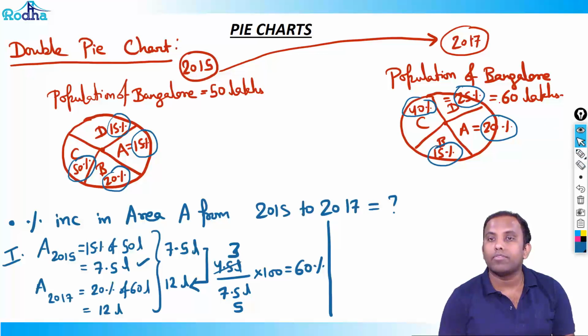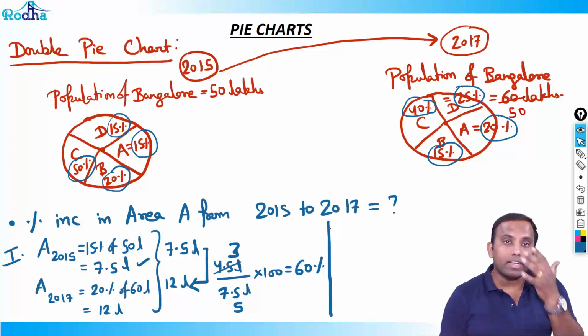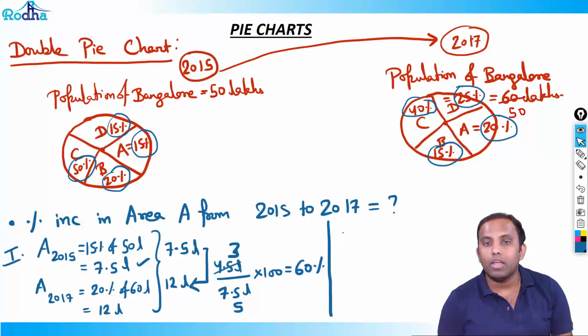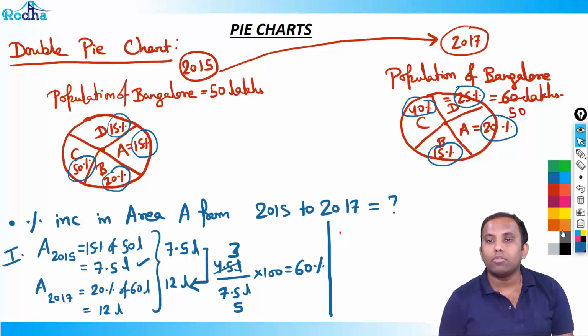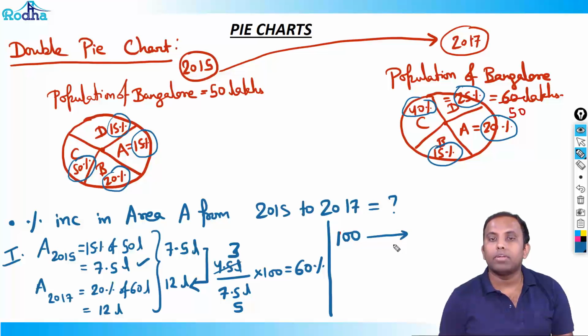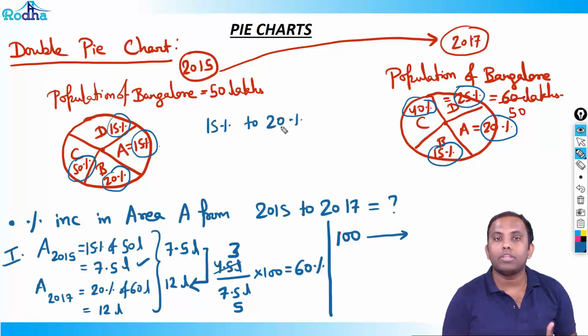If this was 50 lakhs, what is the percentage change in A's growth? Suppose A's population I assume to be 100. Listen very carefully, very important concept. If A's population I assume to be 100, A's percentage is increased by how much? From 15% it became 20%. So 15% to 20%, what is the percentage change?